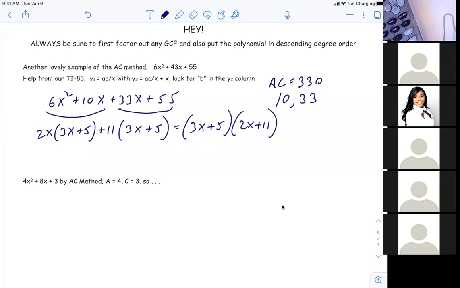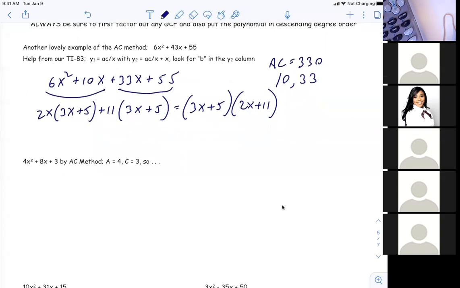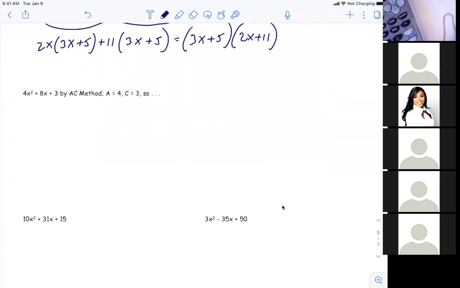The answer, Atul, the answer is yes. You're going to see one of those very soon. Good, very good question. Let's do this quickly by the AC method. 4 times 3, AC equals 12. We need numbers that add up to 8. This goes quick. See, 2 and 6 multiply out to 12. 2 plus 6 add up to 8.